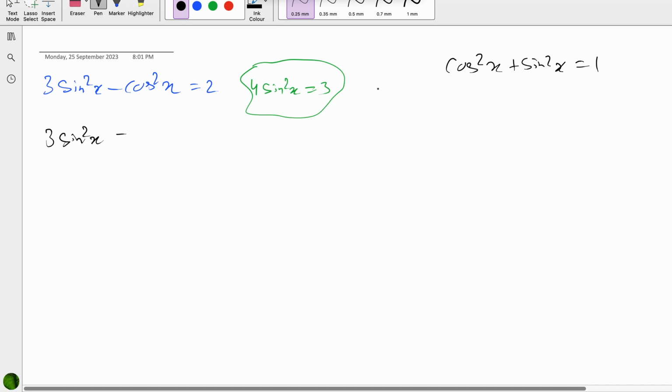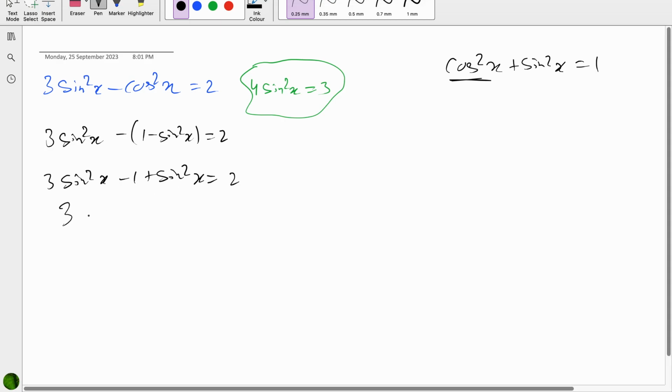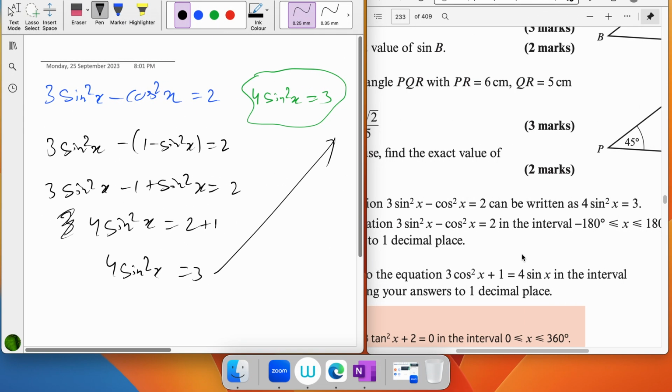So when I replace cos, it becomes 1 minus sine square x is equal to 2. So this is 3 sine square x minus 1 plus sine square x is equal to 2. And this becomes 3 plus 1 is 4 sine square x is equal to 2 plus 1, and 4 sine square x is equal to 3. First part done. And part B.